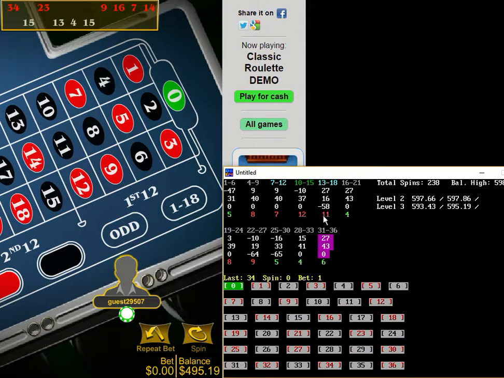Oh gosh, we don't want this negative PLE. I don't like this. You know what? I'm just going to stay here. I don't like this 13 to 18 at all. No. And therefore, I don't like 16 to 21 either. I definitely want this to be King of the Hill. So I'm going to stay there and just see what happens.